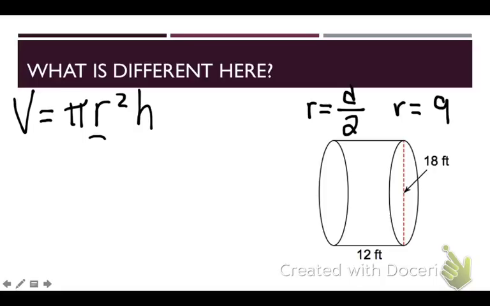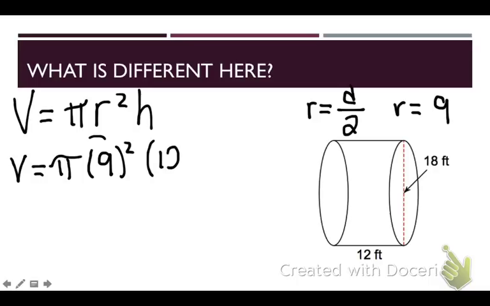So we're going to substitute our numbers in. So V equals pi, R is 9, squared, times h, which is 12. If you're confused on where the height is, it's whatever line is connecting the two bases. Whatever line is connecting those two circles, that is the height of our cylinder.